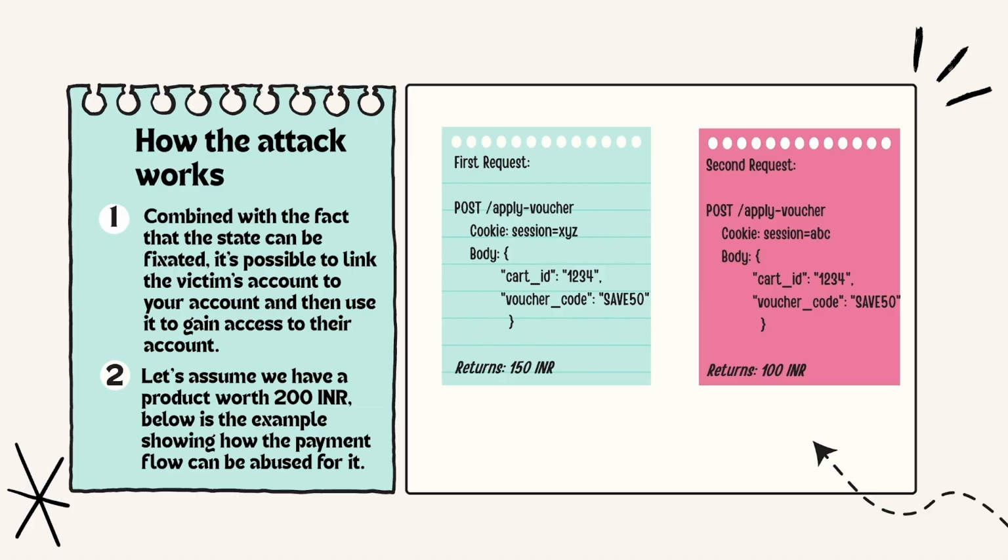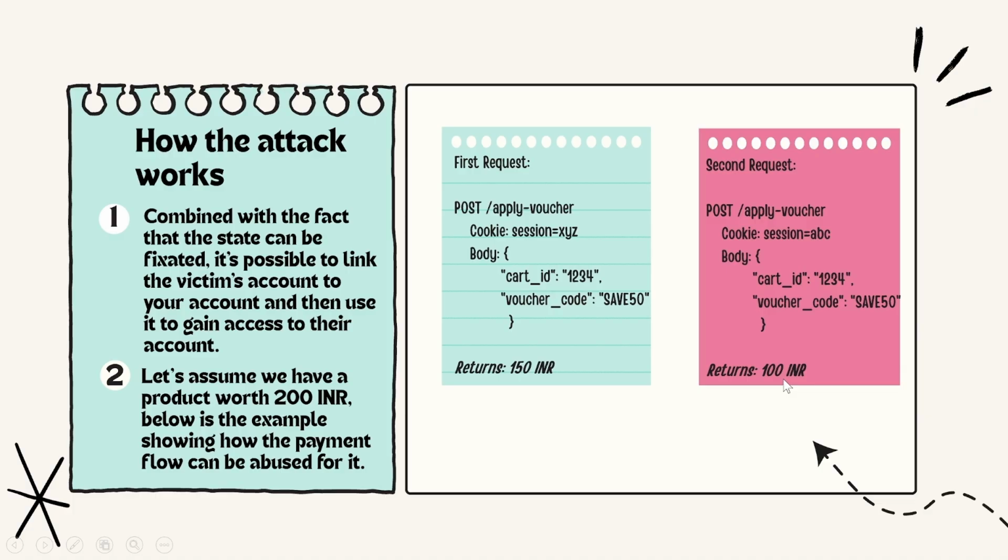So the application logic will assume that it is going to map this 50 rupees discount with the session id, and it is not going to check whether it is on the basis of the cart id or the user id, if the application is vulnerable, right? So it is going to check that, and if the application is vulnerable, then this voucher will apply anyway on the cart id 1234, which is already discounted using the previous request. Now the price becomes 100 rupees.